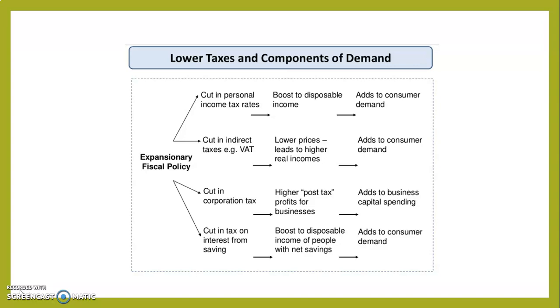Fiscal policy has two types: expansionary fiscal policy and contractionary fiscal policy. Fiscal policy is the use of government spending and taxation in order to affect the aggregate demand. If the government aims to increase the aggregate demand, they are going to increase the government spending and lower the taxes. If they want to lower the aggregate demand, they are going to follow the contractionary fiscal policy to decrease the government spending and increase the taxes. This is about the fiscal policy.